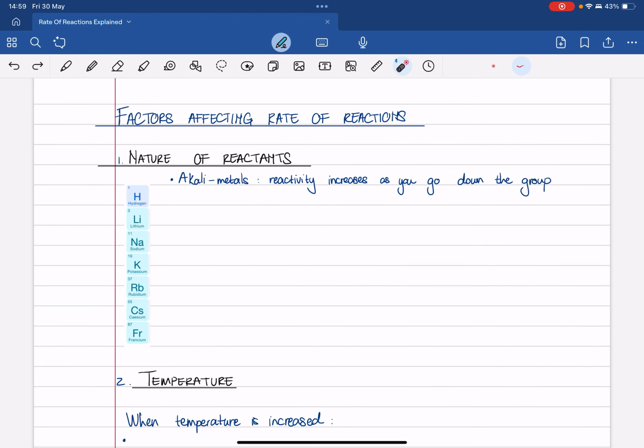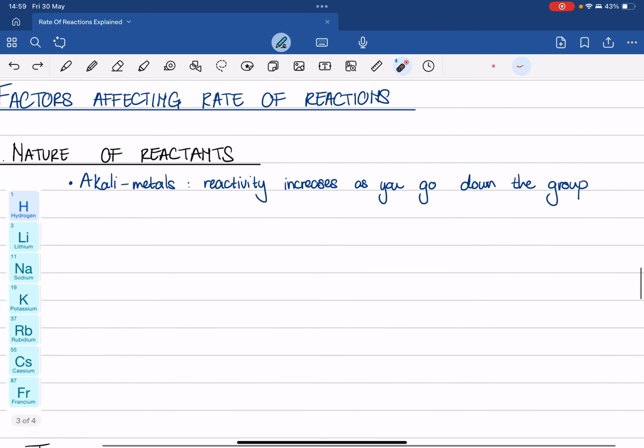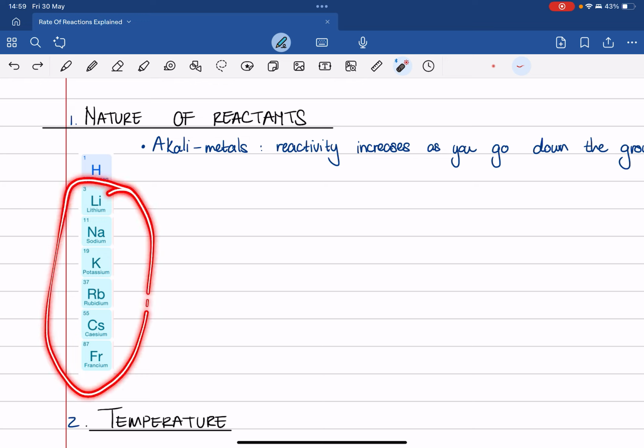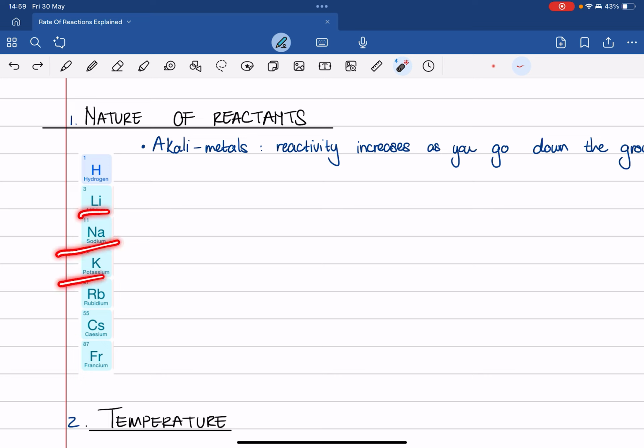Now, the first factor that affects the rate of reactions that we need to talk about is the nature of the reactants. So I've got this statement here that alkali metals, the reactivity increases as you go down the group. So I've pasted a picture of the periodic table, just a copy of the alkali metals. So the alkali metals are all the metals that are highlighted in the light blue. So your lithium, your sodium, your potassium, rubidium, cesium, and so on, right? All of those are your alkali metals.